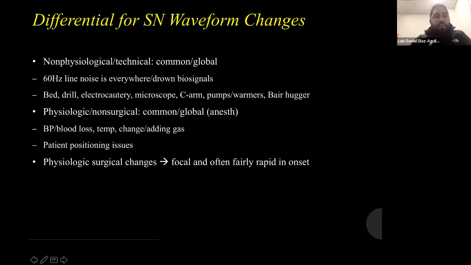As such, there is a very wide differential for changes within electrophysiology. Most commonly, non-physiological or technical. The wires are pulled out, a cable is disconnected, the general noise occurring from the overall recordings, the use of the bed, the drill, C-arm, bear huggers, changes within blood pressure, extreme blood loss with a drop in hematocrit, changes in temperature, pH, the adding of gas during anesthesia. Of course, there's patient positioning issues. However, the one that we fear most of all, of course, is the physiologic surgical change.